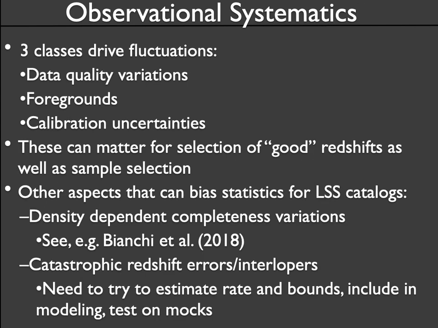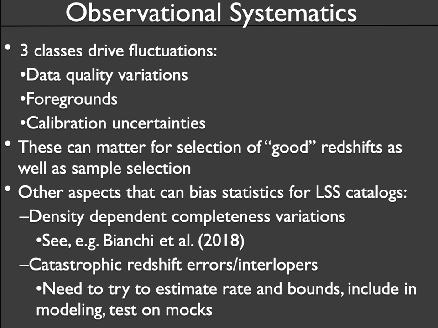So I think it's useful to divide these systematic fluctuations into three chunks. So the data quality variations, basically what we've been discussing so far in terms of the changing signal to noise. The way that the signal to noise changes, there's a number of factors that go into that, and those factors can matter, but effectively it comes out to signal to noise.